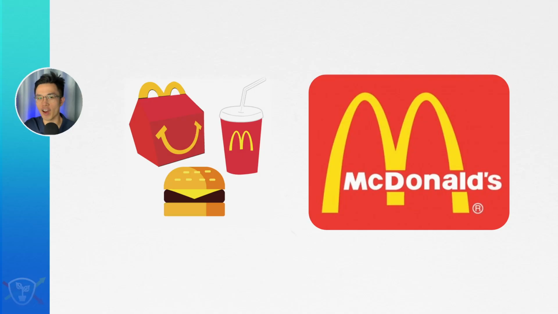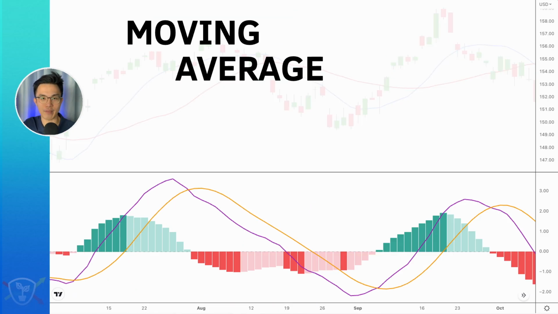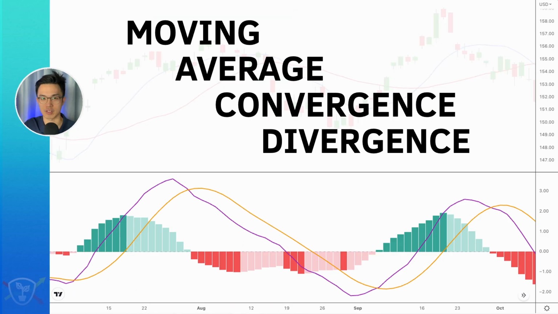Today we're going to talk about the MACD. No, not this MACD. This MACD, the Moving Average Convergence Divergence. Now the MACD is a very popular technical indicator. In this video, we're going to explore how it actually works. And based on how it works, let's discuss whether or not it's actually a useful indicator.